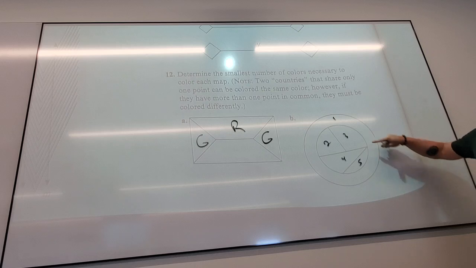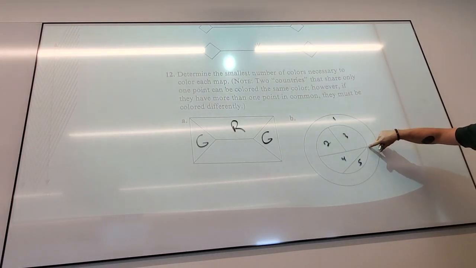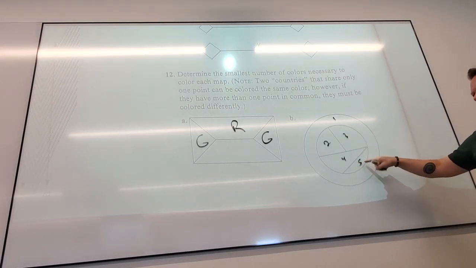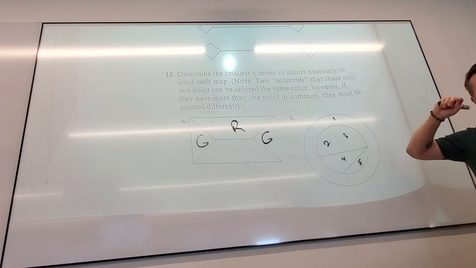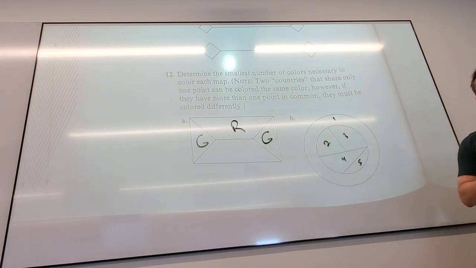Oh yeah, look, this is a perfect example. 3 and 5, do they share a border? No, they only share a point. So either you can give 2 and 5 the same color or 3 and 5 the same color. Why can't you give all 3 of them the same color? Because 2 and 3 share a border, yes? Do you start to see how to break this down?